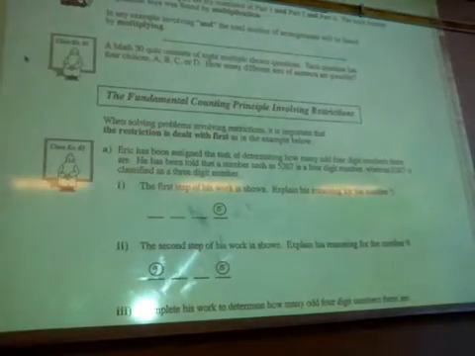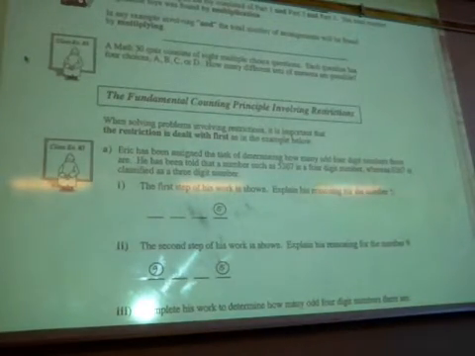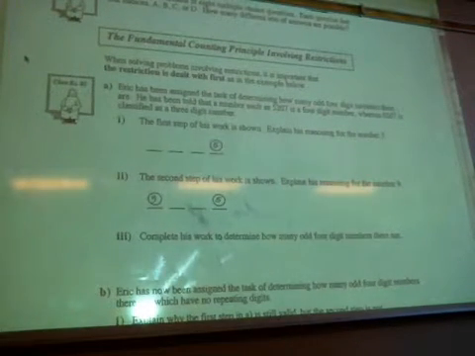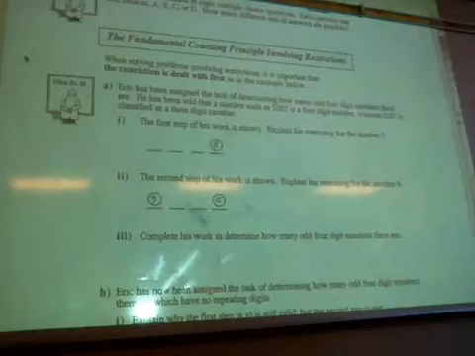So let's apply the fundamental counting principle that have restrictions. Oh, sorry, let's do this example first. A Math 30 quiz consists of 8 multiple choice questions. Each question has 4 choices.